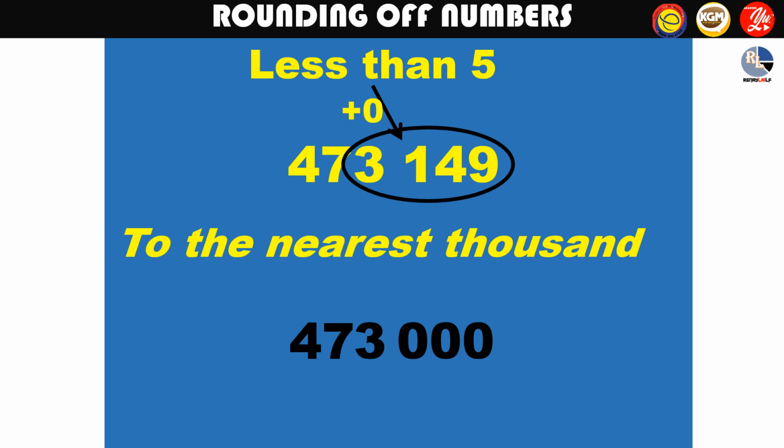So the answer for rounding off 473,149 to the nearest 1,000 becomes 473,000.